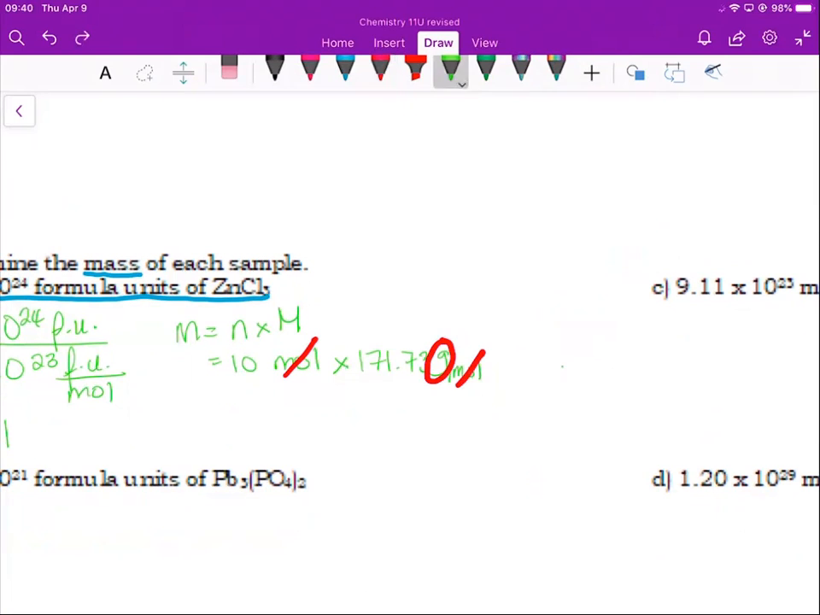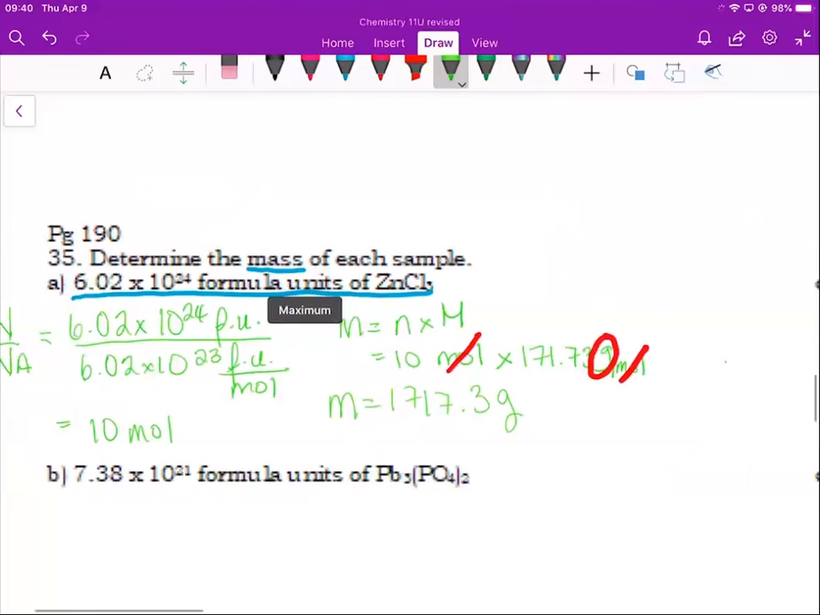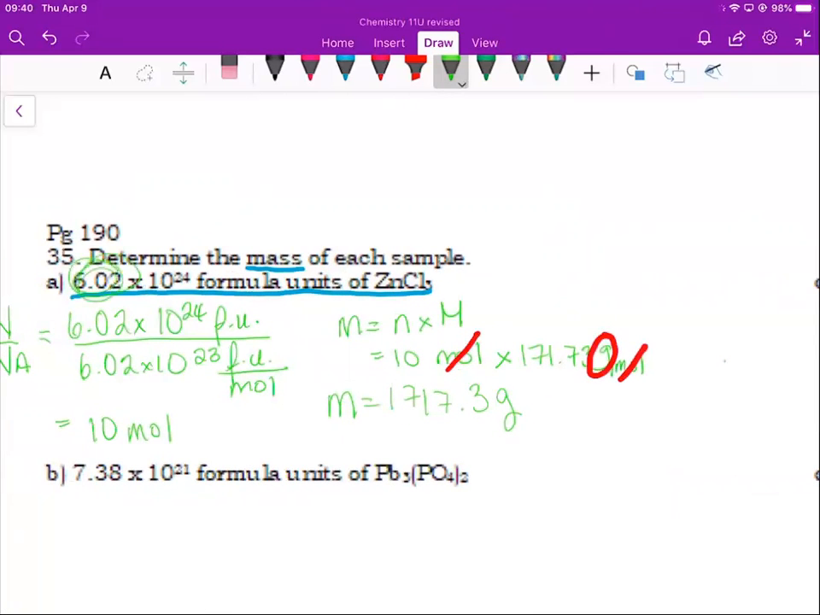I'm going to go back to green. So now I can say that the mass is equal to grams. Okay, well, how many significant digits? I have 3 significant digits, so I can only keep 1, 2, 3 numbers. And I'm going to move the decimal place over 1, 2, 3 spots. So 1.72 times 10 to the 3 grams of zinc chloride.